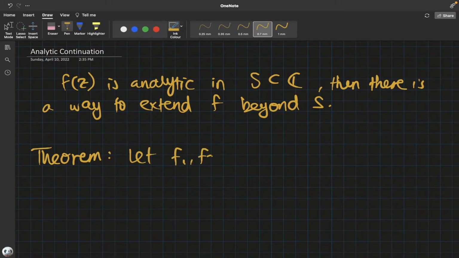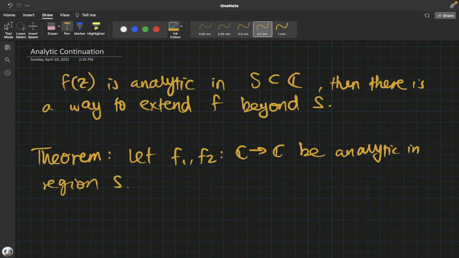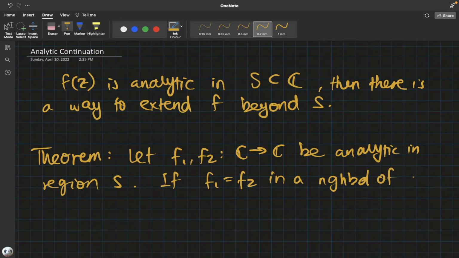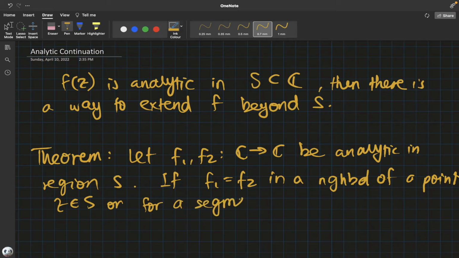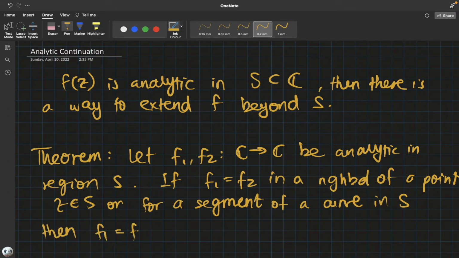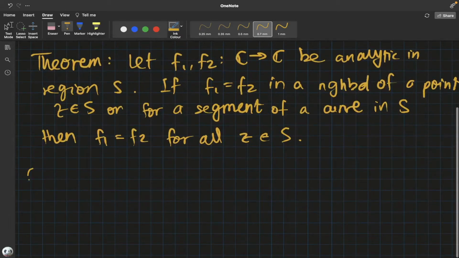Let f1, f2 be complex functions from C to C, be analytic in a common region S. If f1 equals f2 in a neighborhood of a point z that belongs to S, or for a segment of a curve in S, then f1 equals f2 for all z in S. But the corollary is way more interesting.